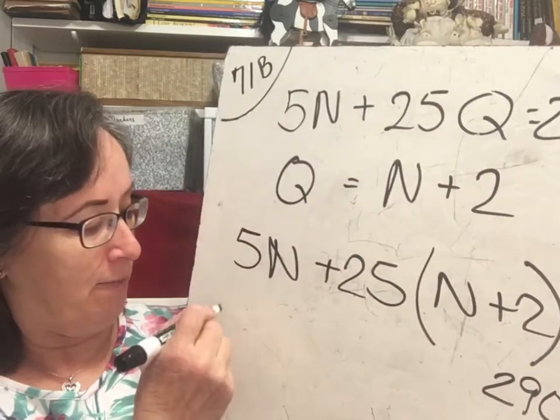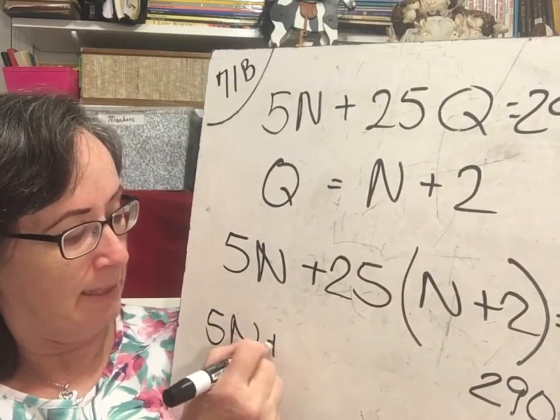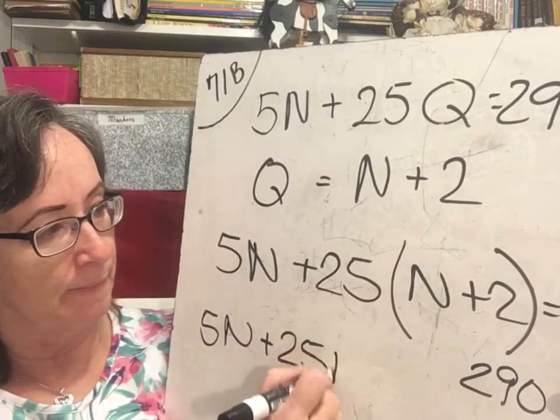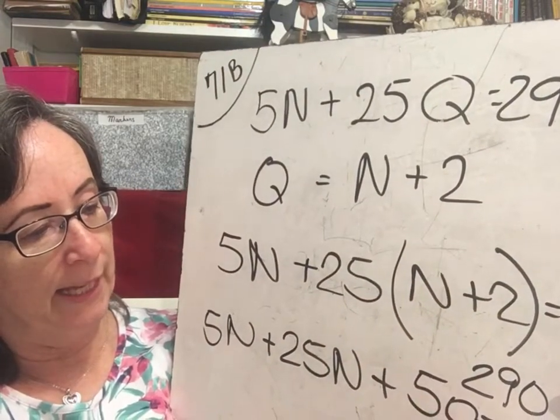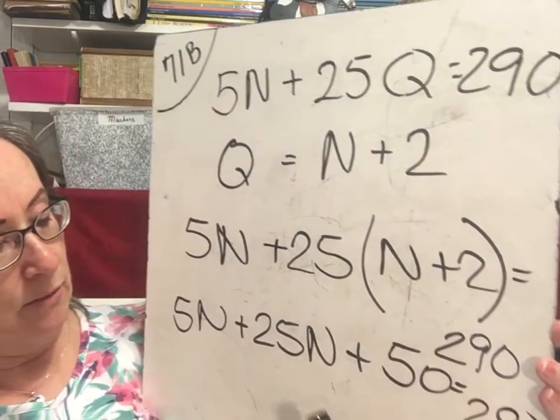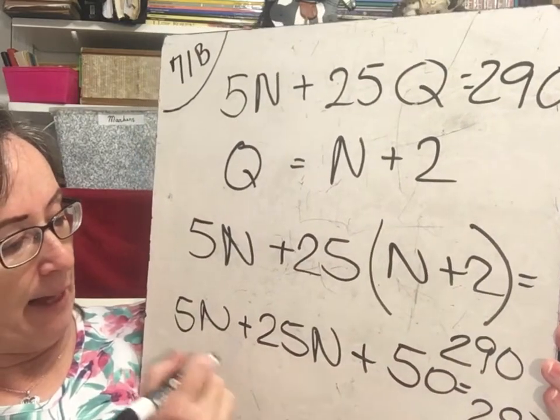So now I get 5n plus 25n plus 50 is 290. So now we're going to add these together and get 30n.